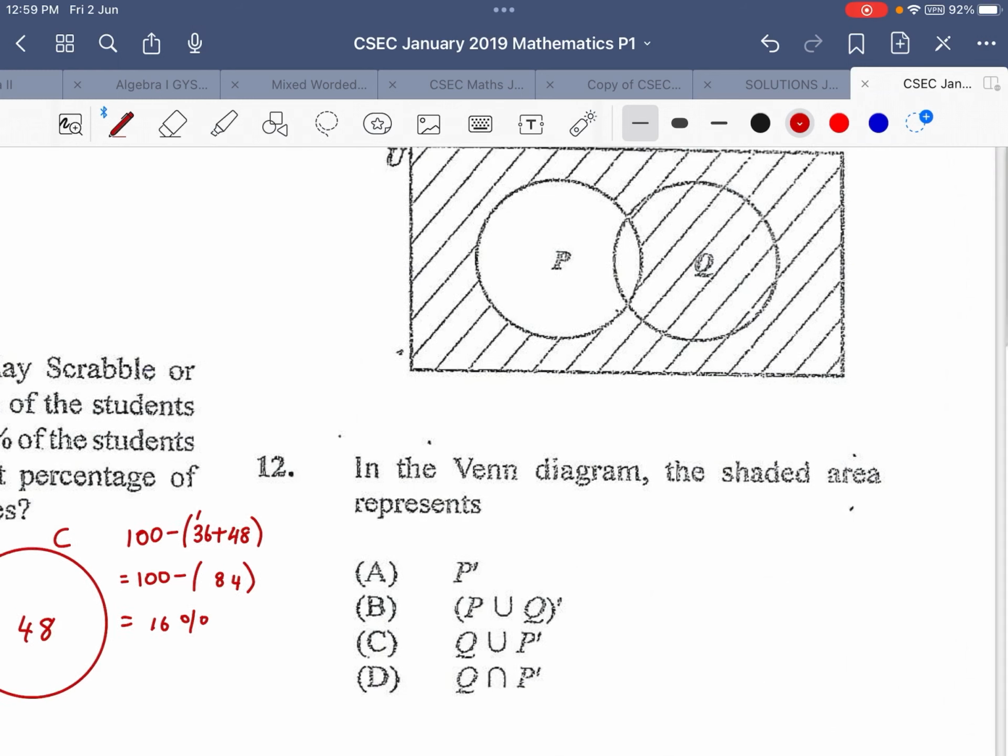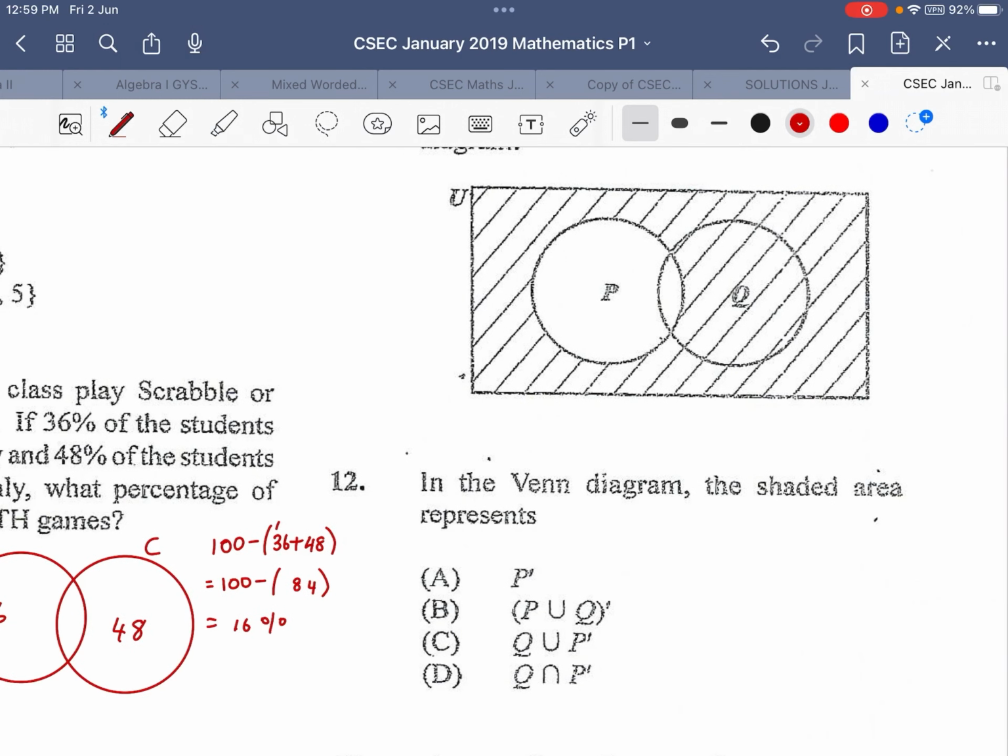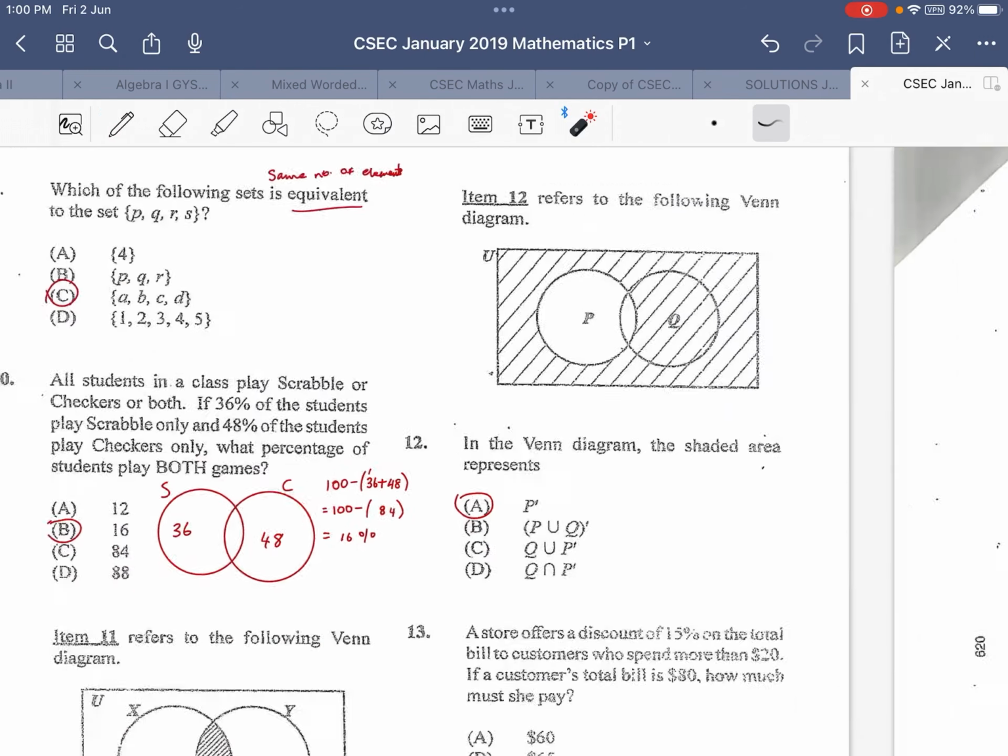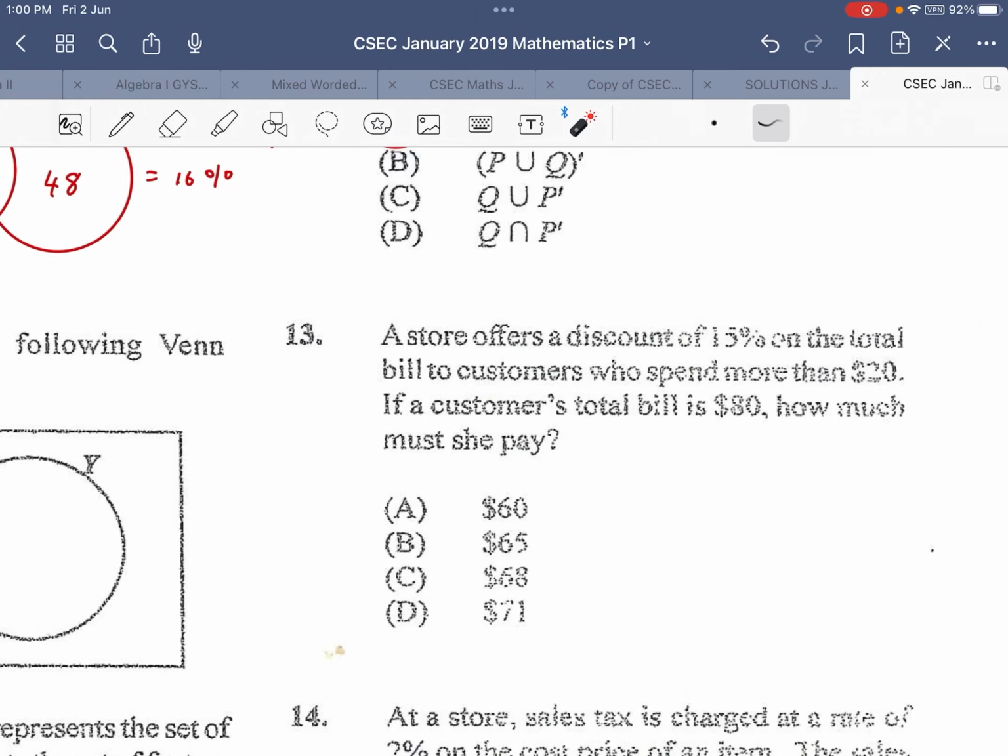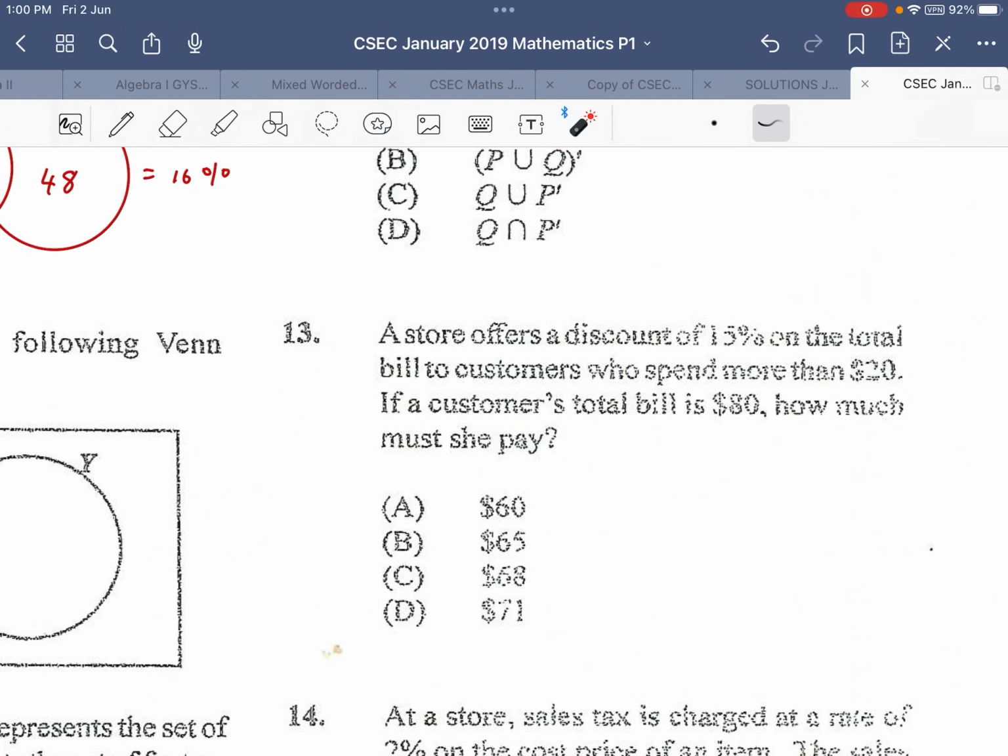In the Venn diagram, the shaded area represents, this one is P complement. Right, so everything that is not in P is shaded, so that would be P complement. 13. A store offers a discount of 15% on the total bill to customers who spend more than $20. If a customer's total bill is $80, how much must she pay?